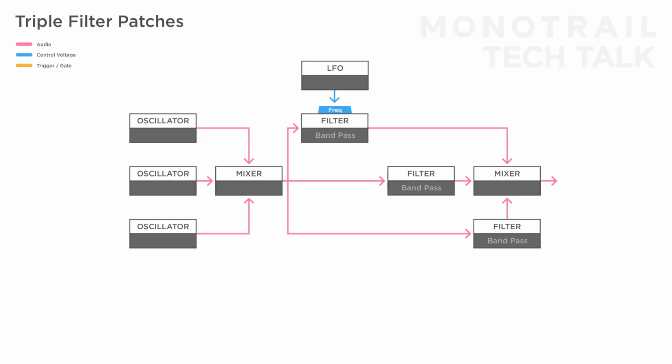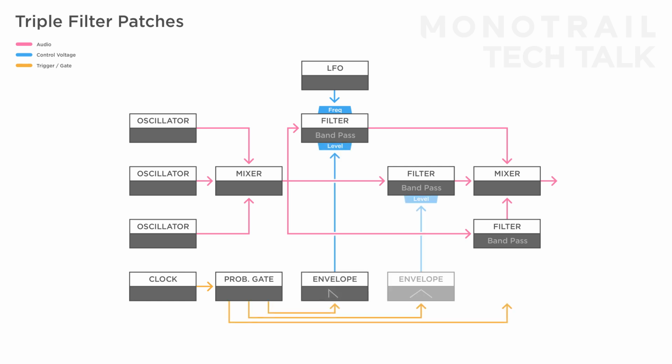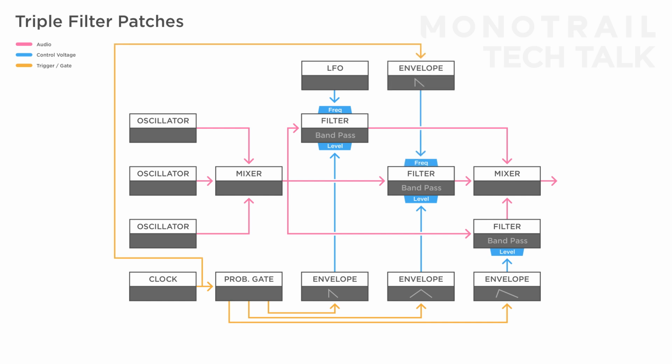To turn this patch into a more self-playing setup, let's add some time-based modulation. A clock is driving a probabilistic gate, sending the pulse to either of three envelopes, each with different settings. Those envelopes control the level of each of the filters. Finally, the clock also drives a short plucky envelope, opening a second filter with higher resonance.